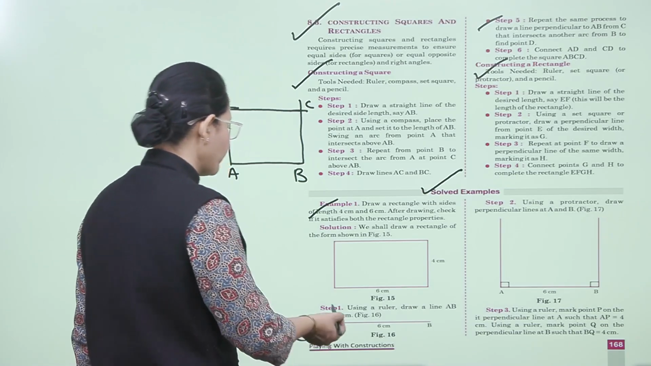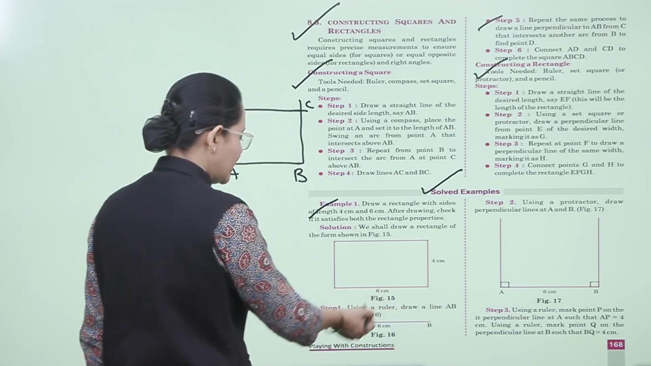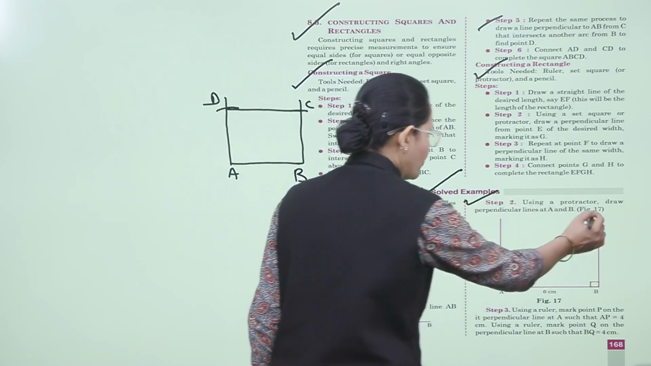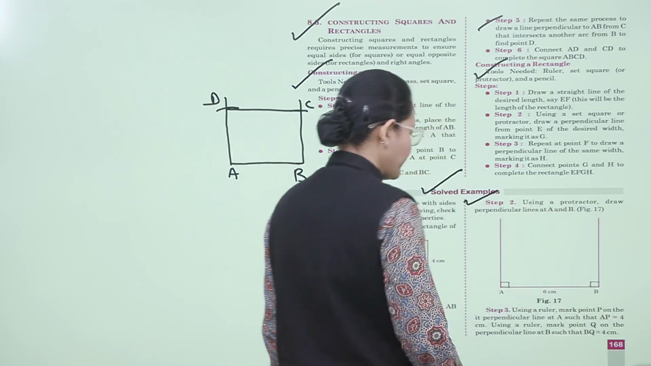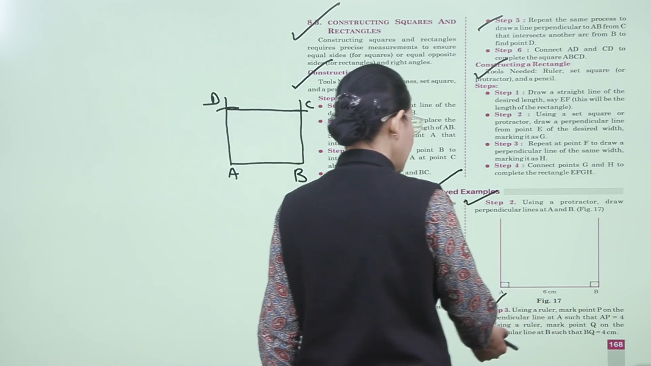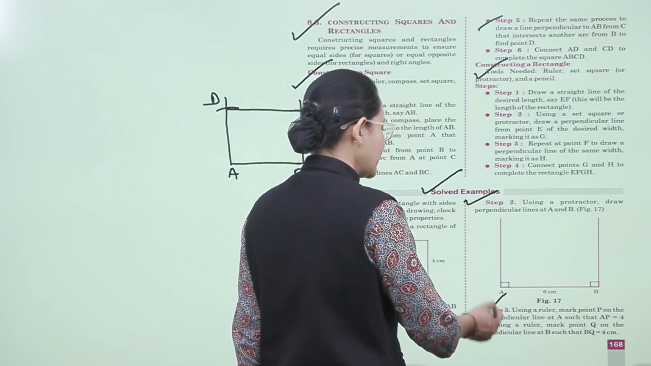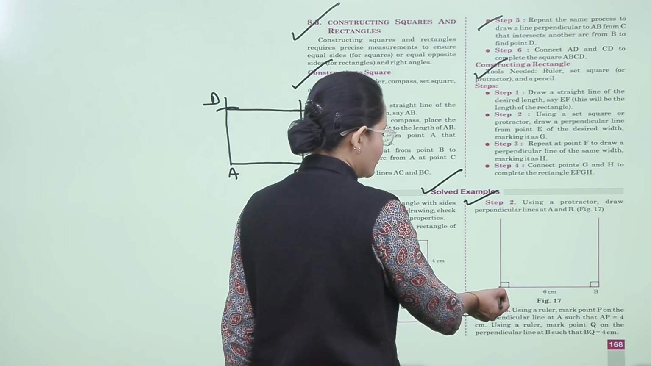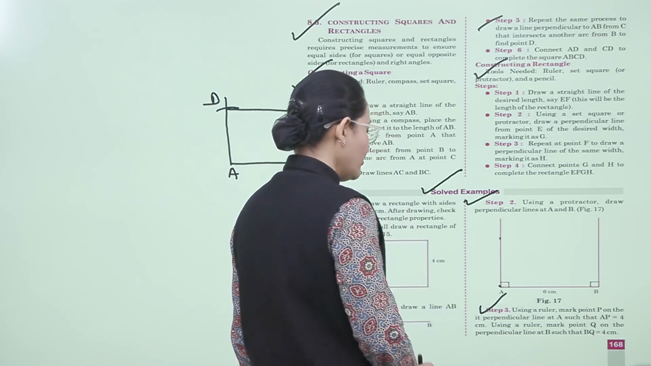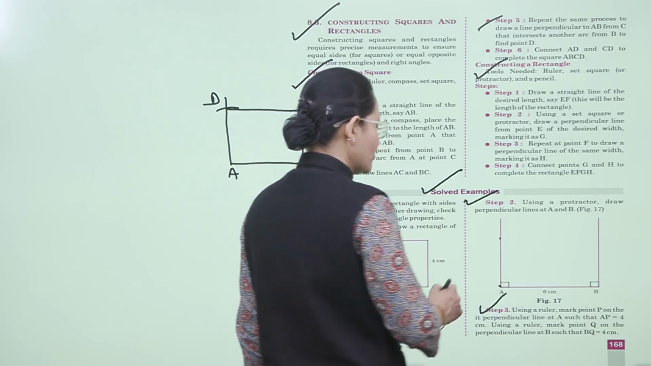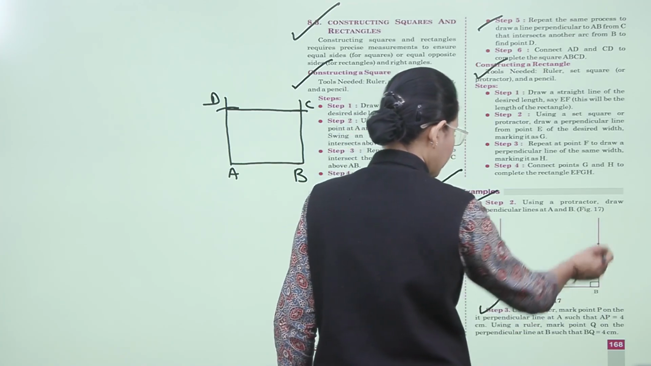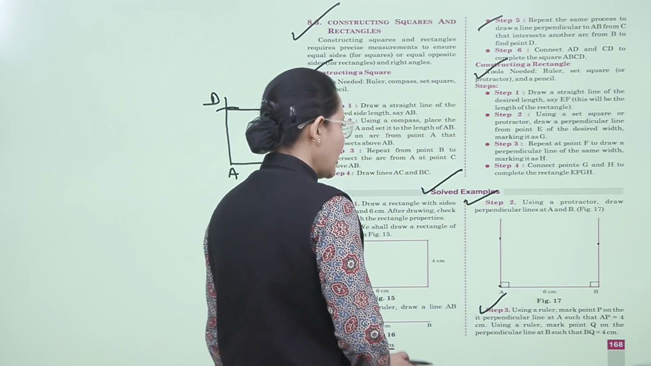First we will draw a line segment AB that is 6 cm. Clear? Step 2. Using the protractor, we will draw two perpendiculars, one at A, another at B. Now step 3. Using the ruler, mark the point P on the perpendicular line such that AP is 4 cm. So from A, at 4 cm we will mark a point. Clear? And from B we will mark a point after 4 cm using the ruler.